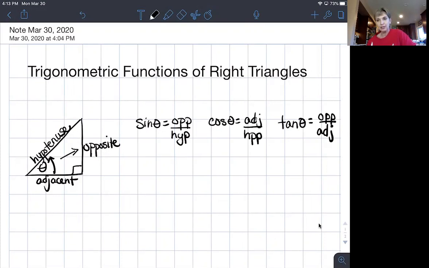And then we learned, or most of us have learned, I hope, the reciprocal identities for those 3. The first one was cosecant. Cosecant is the reciprocal of sine. So it's going to be hypotenuse over opposite. It's just reciprocal, you just flip it. And secant is the reciprocal of cosine. So just go ahead and flip that ratio and you'll get hypotenuse over adjacent.